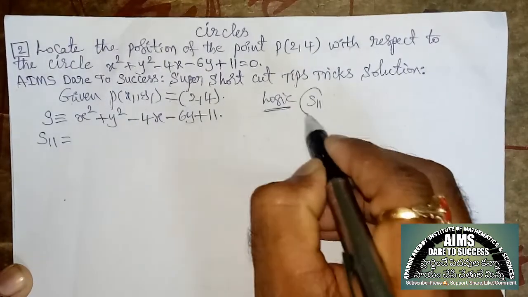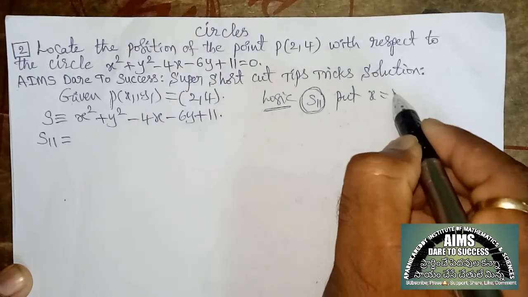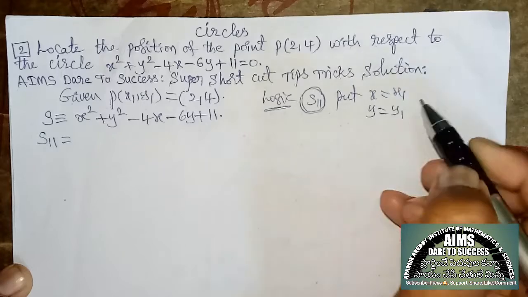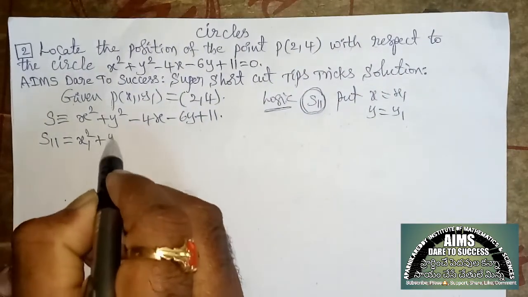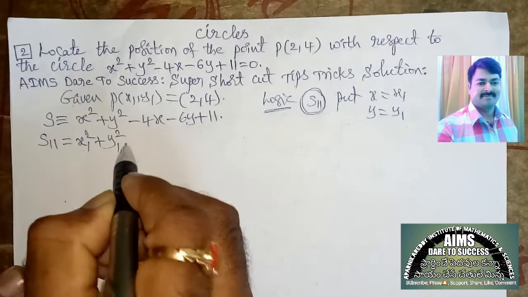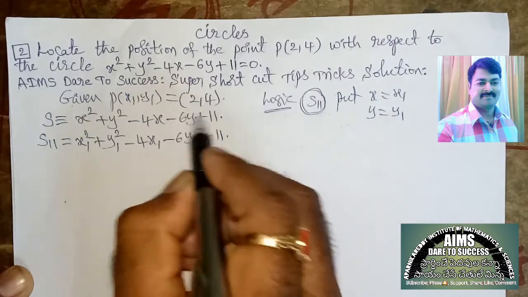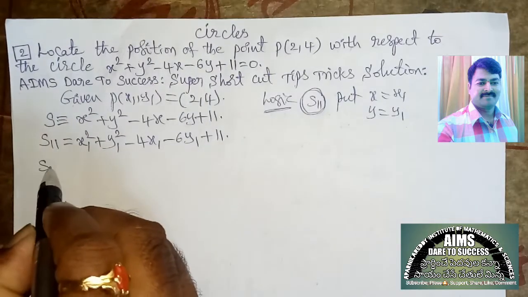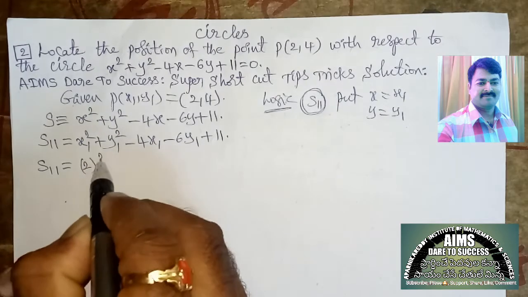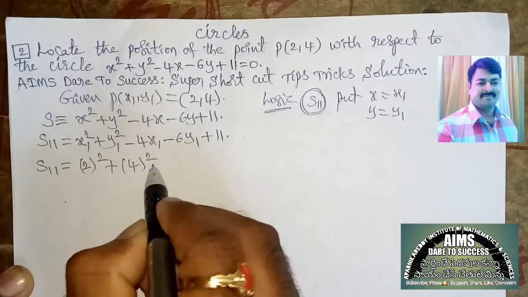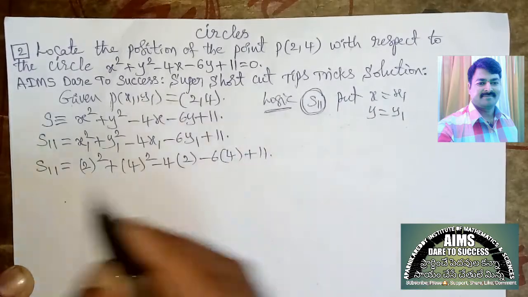If you want to find S11, remember: put x is equal to x1 and y is equal to y1. So here S11 is x1 square plus y1 square minus 4x1 minus 6y1 plus 11. The x1, y1 value is (2, 4). Now I am substituting here. We get S11 is equal to x1 square, 2 square, plus y1 square, 4 square, minus 4 into x1 value 2, minus 6 into y1 value 4, plus 11.